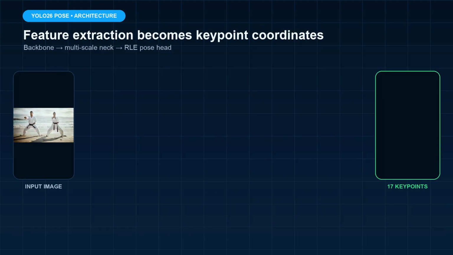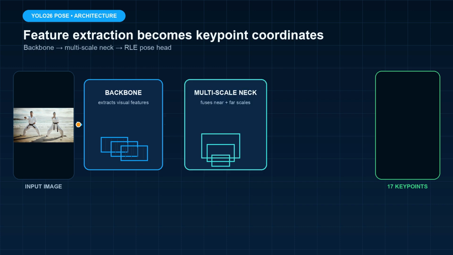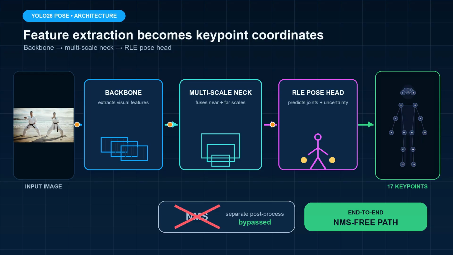Let's look at the architecture. It relies on a triad. First, a feature-extracting backbone captures multi-scale image details. Second, a multi-scale neck fuses those features so we can detect people whether they are far away or right up close. Third, a dedicated RLE pose head pinpoints the key points. Plus, the source claims end-to-end NMS-free inference, dropping the complex non-maximum suppression step entirely for highly predictable latency.